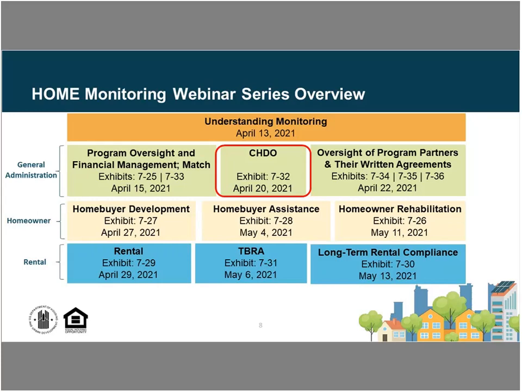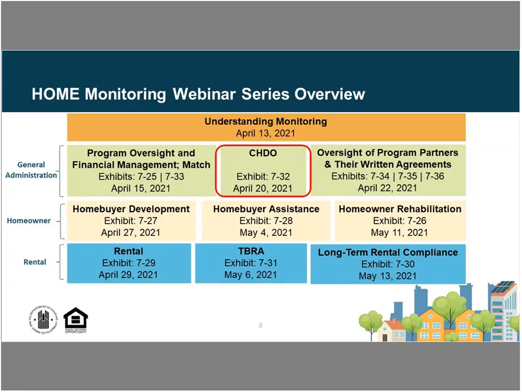Last week we did the overarching understanding monitoring and what PJs and HUD are supposed to do with monitoring. And we also, Les and I covered last Thursday, program oversight, financial management, and match. Today is CHDOs. Thursday will be oversight of program partners, meaning state recipients, subrecipients, and contractors, and the written agreements that relate to them.